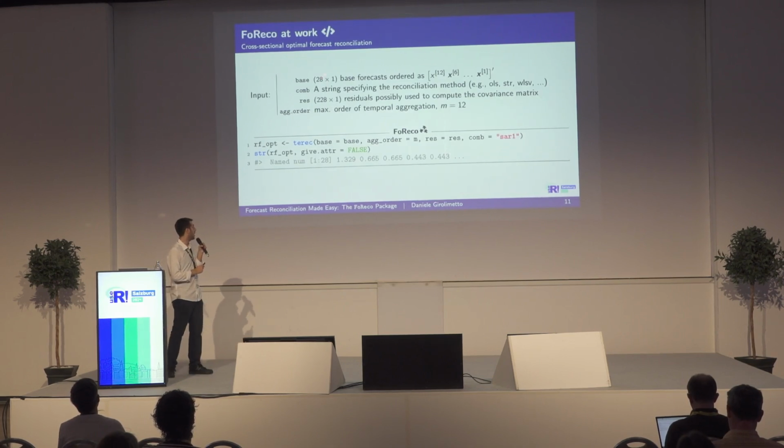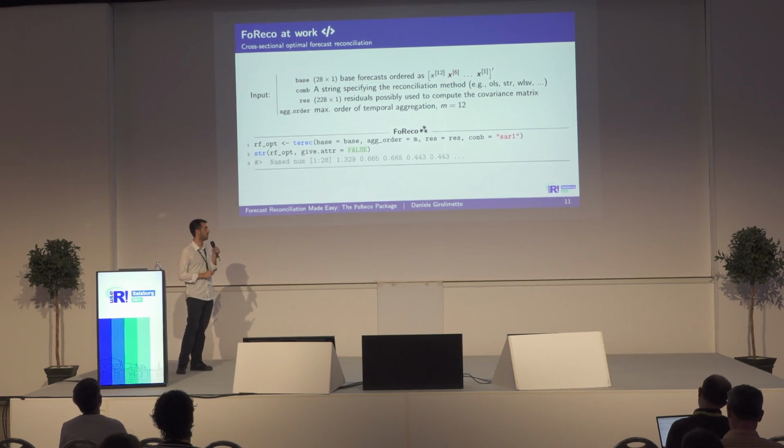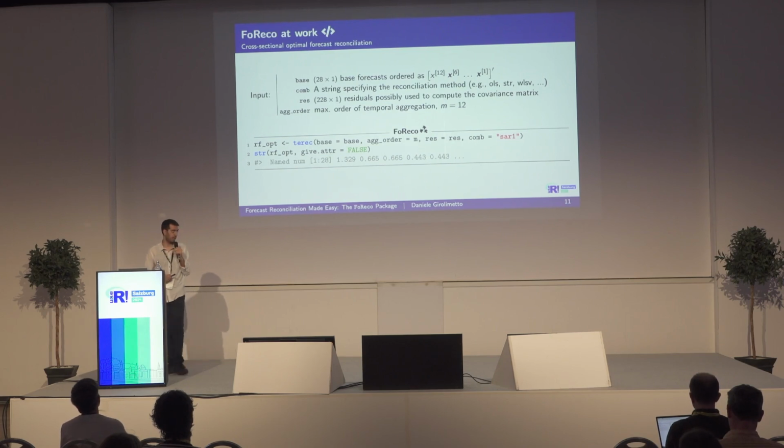In this case, we have a vector as base forecast. The vector is ordered according to the aggregation level. So for example, here we have all the base forecast for the annual level. Here we have all the base forecast for the semi-annual level until all the base forecast for the monthly level. Then we have the comp parameter, the residual, with the same order of the base forecast.